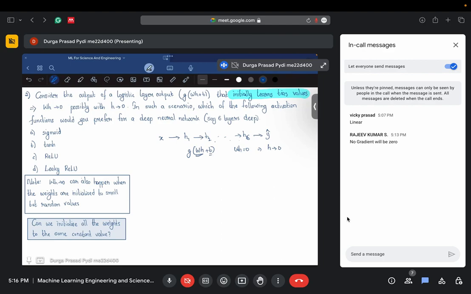So this is a scenario that you are facing: you have developed a network, you have fixed one of these activation functions, and then you are observing this, and you want to change your activation function. So say initially you started with sigmoid and you ended up with this problem. Or will you end up with this problem if you start with sigmoid or tanh or ReLU or Leaky ReLU? Which of these?